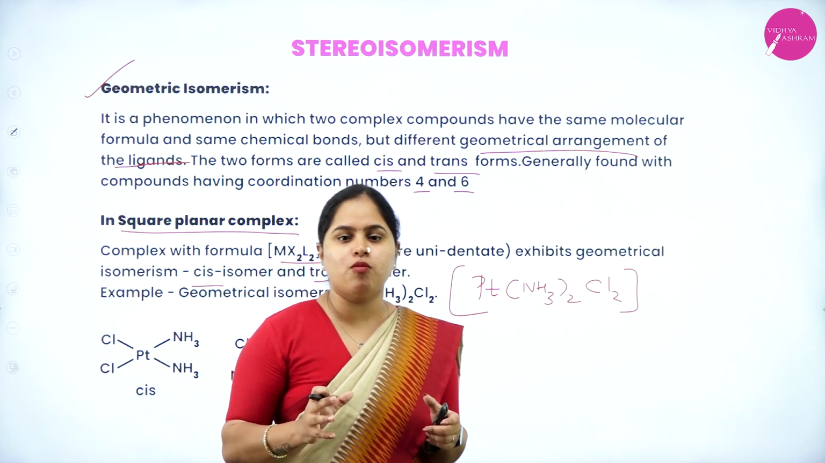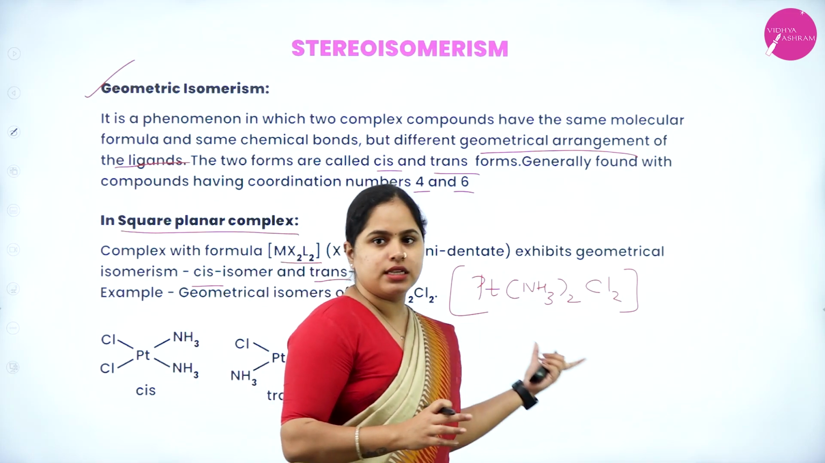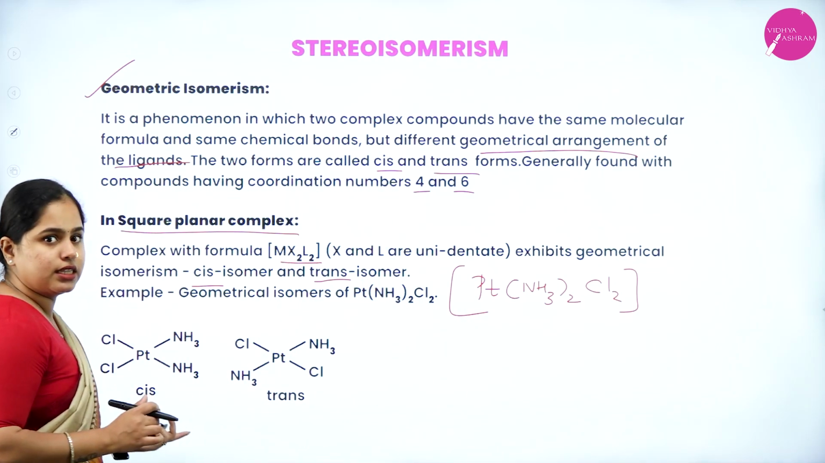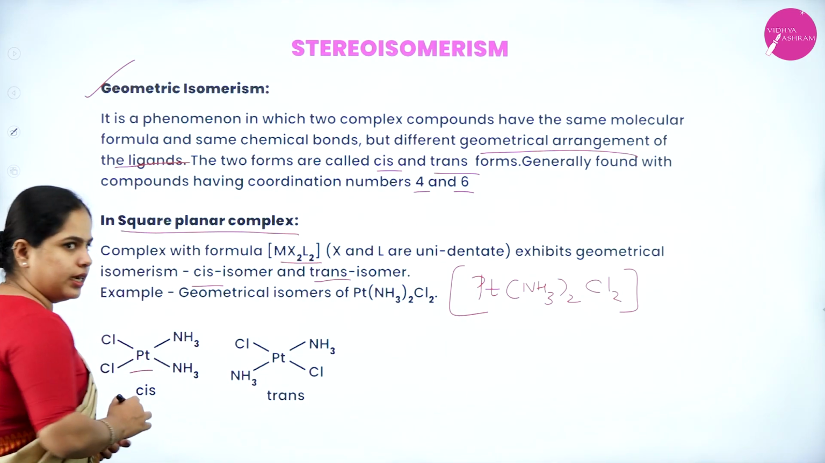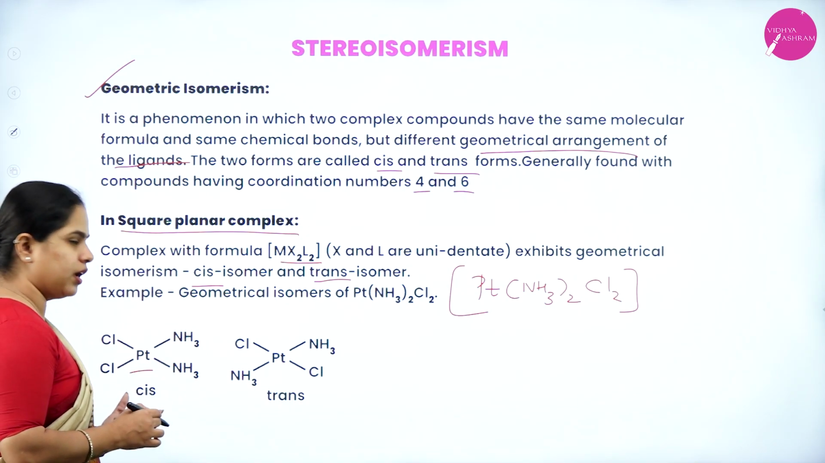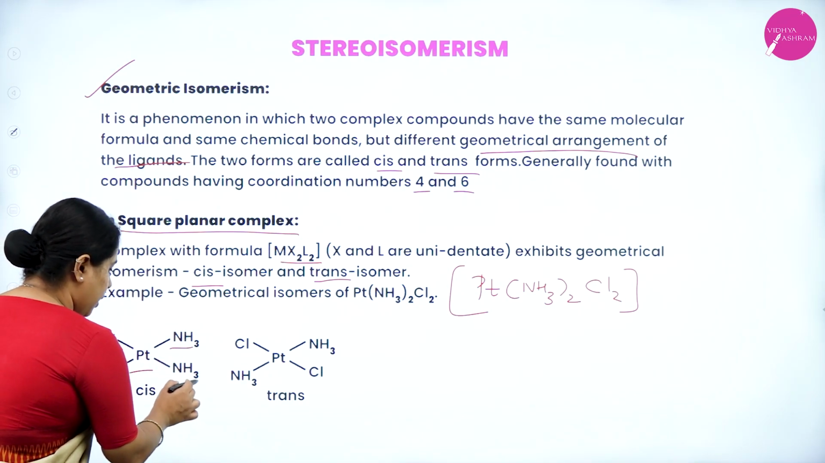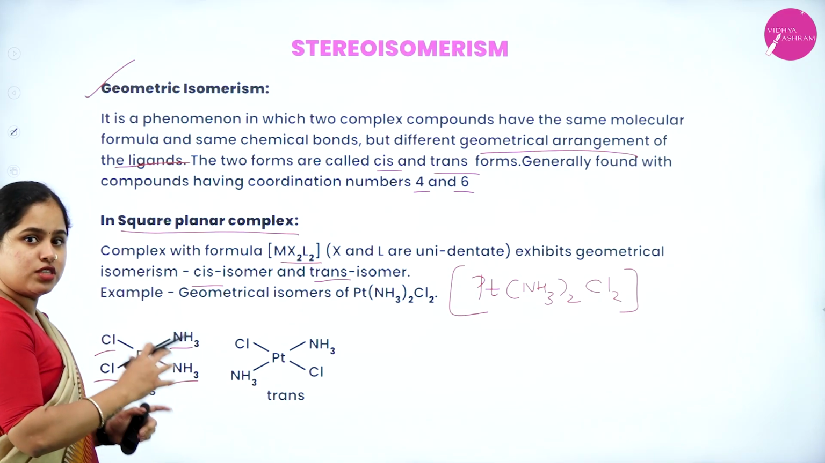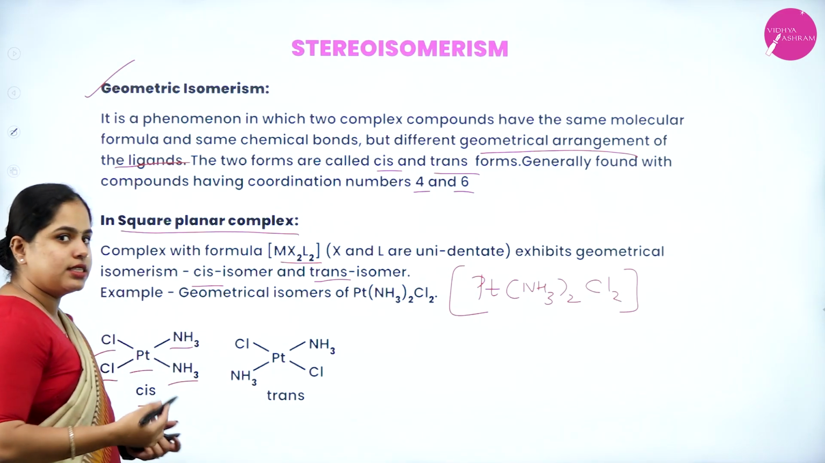In the cis form, both the amine ligands and both the chlorido ligands will be on the same side. As you can see here, this is the cis form. The platinum is in the center. This is square planar, right? That is why we have represented it like this. Both the amines are on the same side and both the chlorido are on the same side. So if they are on the same side, you will get the cis isomer.